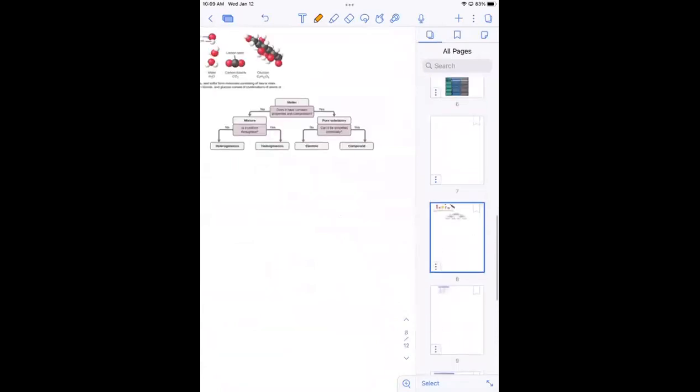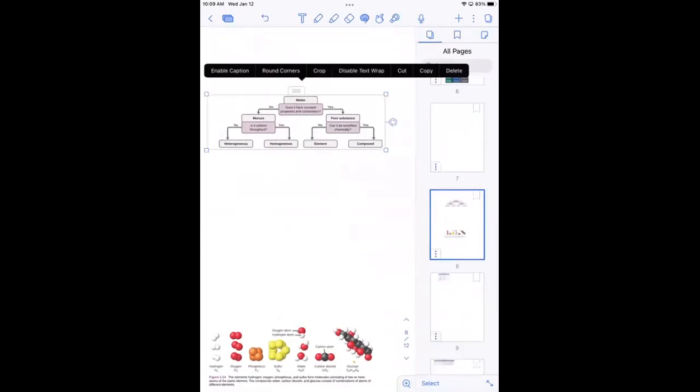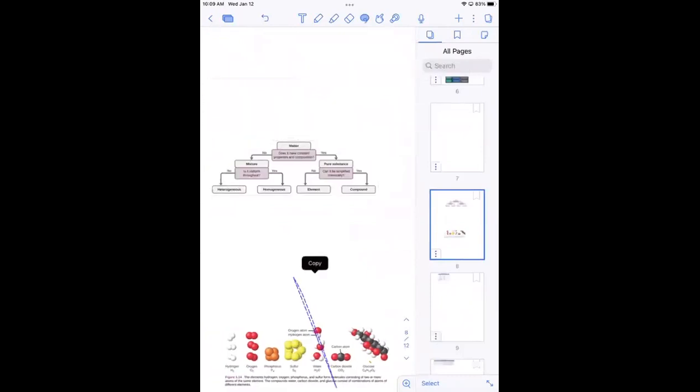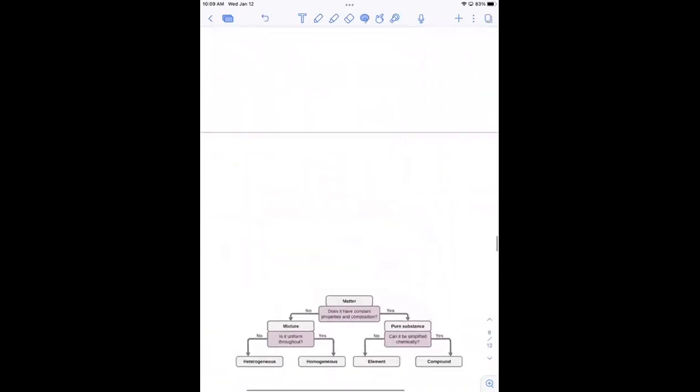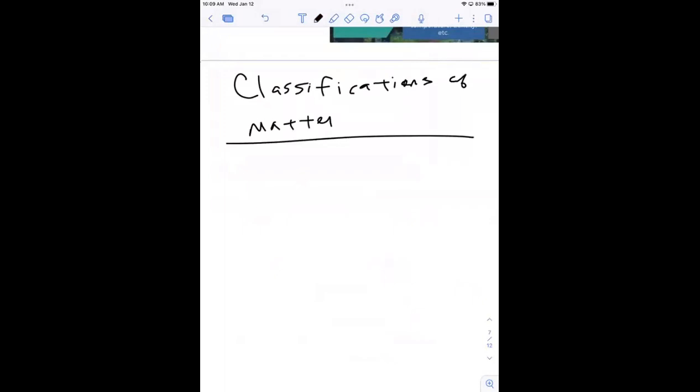So let me add a page. Stuff down. One second. All right, so that's what we're going to start today, dealing with classifications of matter. This is the 12th.